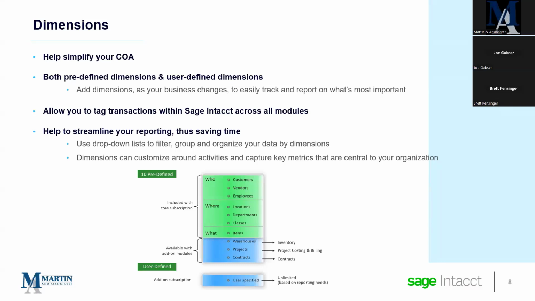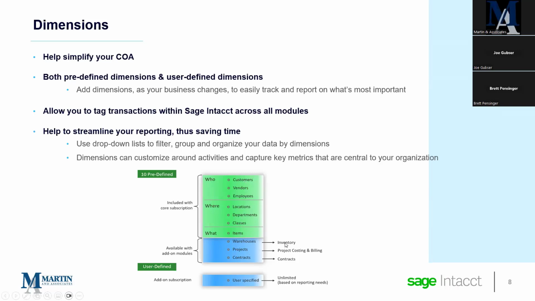So it helps you streamline your reporting. There are drop-down lists to filter on and group on these dimensions. They can be customized around activities and key metrics that you want to capture. There are 10 predefined dimensions that come out of the box, from the who's, the where's, and the what's, between customers, vendors, employees, locations, departments, classes, and items.